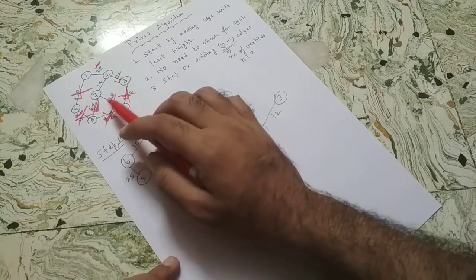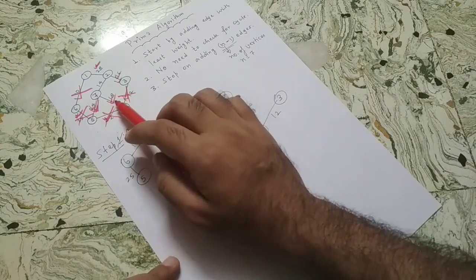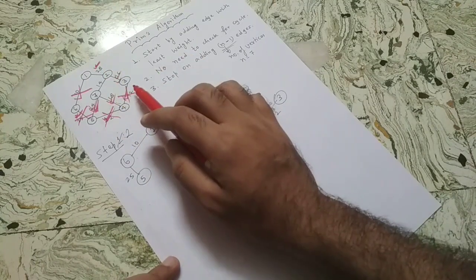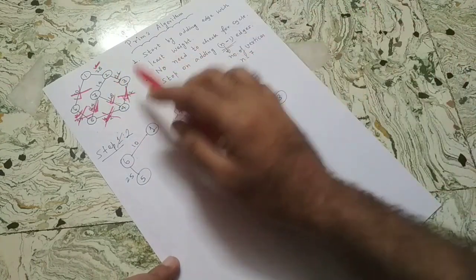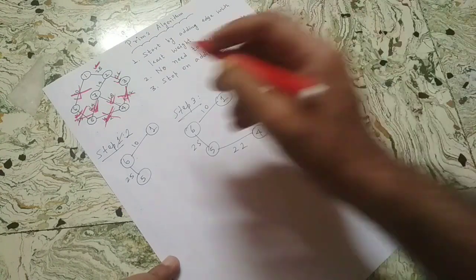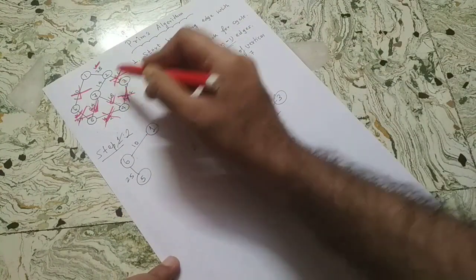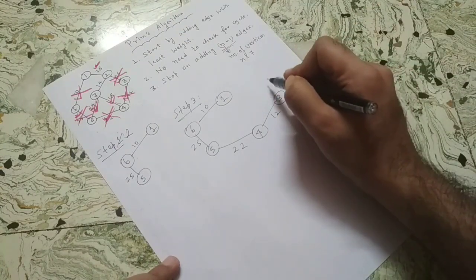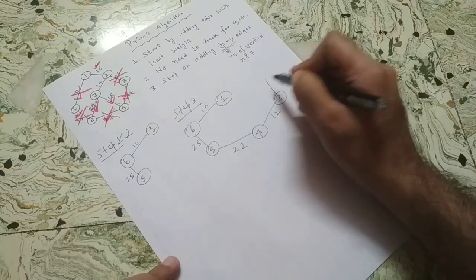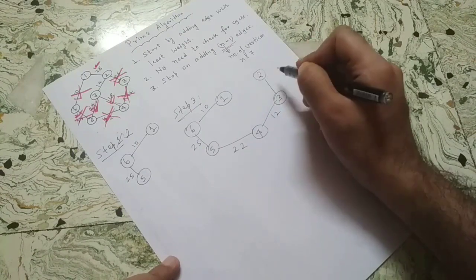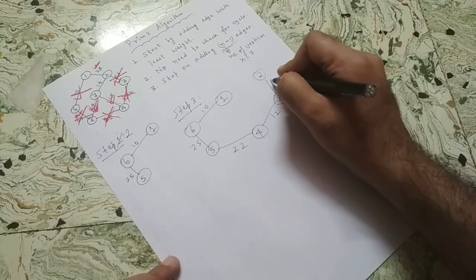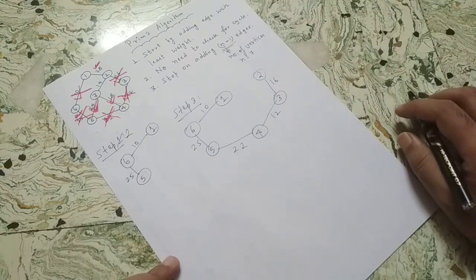But out of these edges, out of 25, 18, 16 and 28, the least weight is that of 16. So we will include it. So we'll include 16. So this part is now included. I'll just cross it out for your convenience so that you can understand. And I'll include the vertex 2, and I'll have the weight 16.